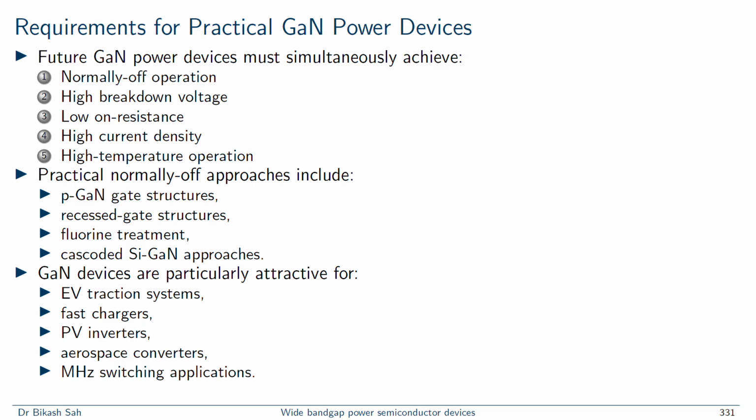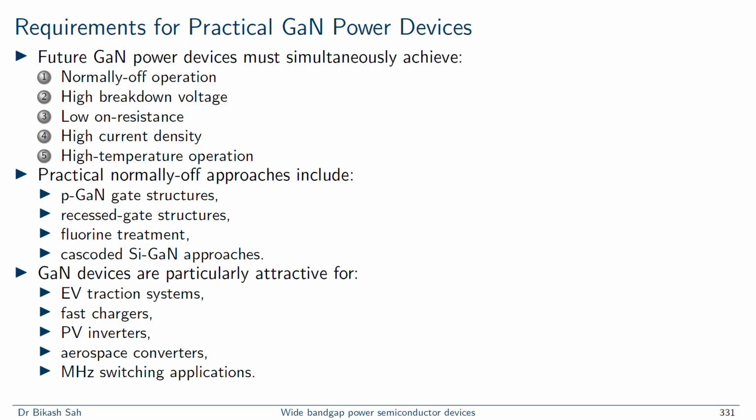Now let's try to understand what exactly the requirements are for a practical power GaN device. In the first lecture, I was speaking about different systems, and from the requirements of the system, how you move towards selecting a particular device, or a different component, or a different topology, right? Something similar could also be analogously visualized in this case. First, normally off operation is essential for power operation, right? This is what we already know.